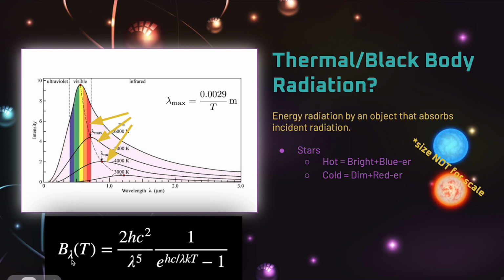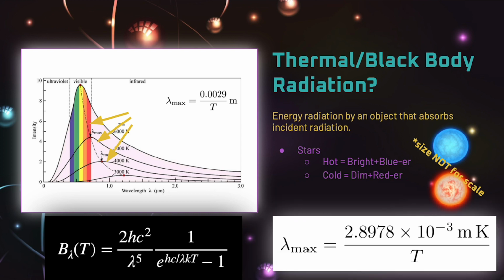The equation for intensity as a function of temperature and wavelength is this, where h is the Planck constant, c is the speed of light, lambda is wavelength, k is the Boltzmann constant, and T is temperature, all in SI units. To find the wavelength at which intensity will peak, we can use 2.8978 times 10 to the negative third meter Kelvin divided by temperature in Kelvins.